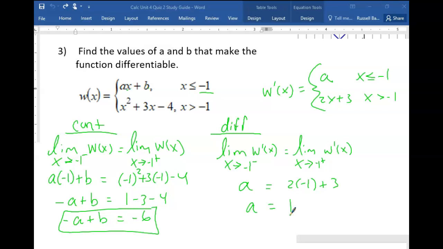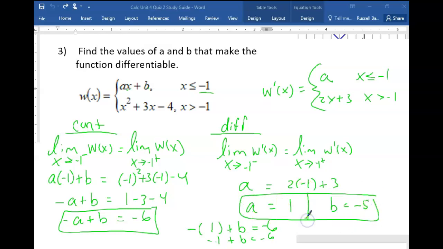You may end up with a system of equations. In this case, you kind of really don't. This is pretty simple. You're just going to find out what a and b are now, you're just going to take your answer and plug it in. But don't forget, on your quiz, you may end up with a system of equations like we had in our notes where you have to do substitution or elimination. But in this case, it's pretty simple. I'm just going to plug 1 in for a, taking my answer from the continuous part. Plugging in 1 for the a there, I get negative 1 plus b equals negative 6. Adding 1 on both sides, I get b equals negative 5. And we're good. 2 answers.